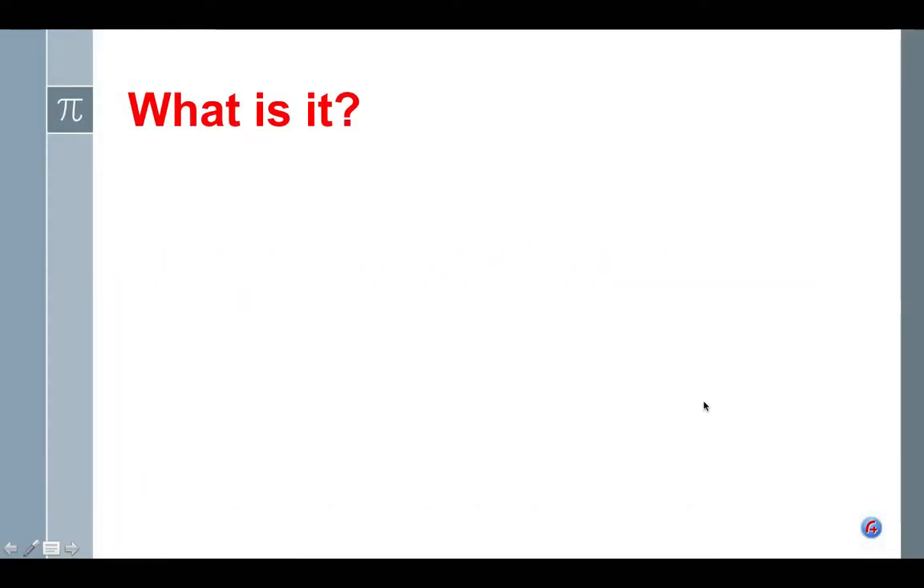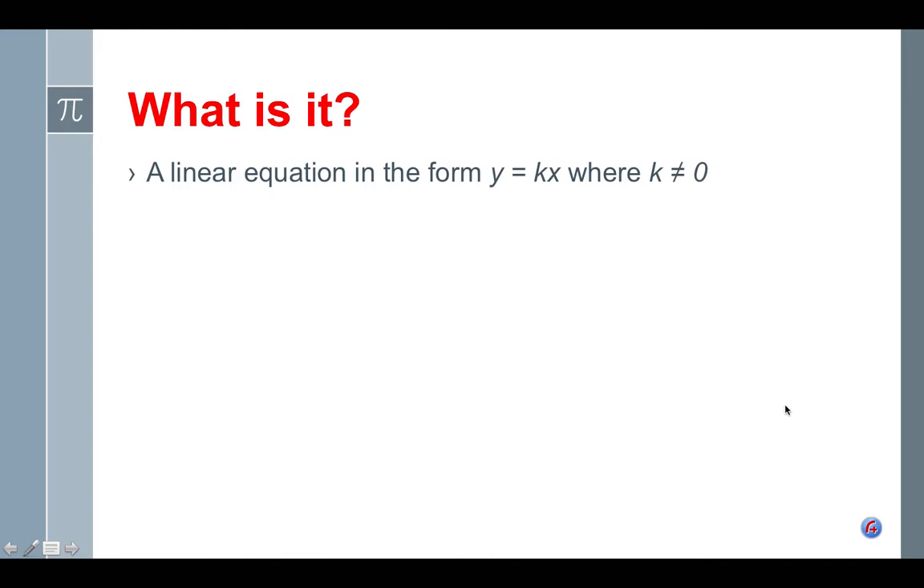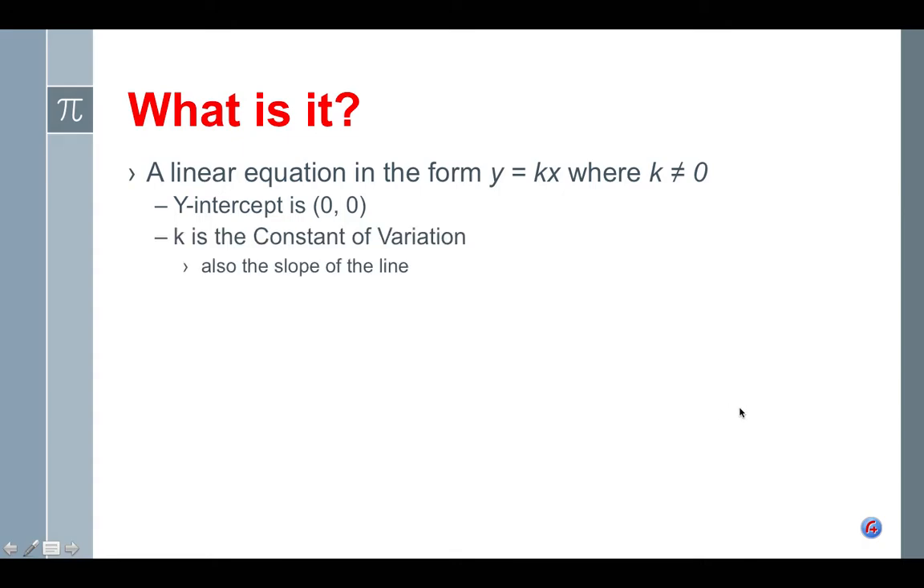Well, nicely, a direct variation is one of the most simple linear equations that we deal with. It's a linear equation in the form y equals k times x, where k cannot equal 0. In this equation, the y-intercept is (0, 0), so it goes through the origin on your coordinate axis. k is called the constant of variation when we deal with these as direct variations. If we think of it as a linear equation, it's also the slope of the line.